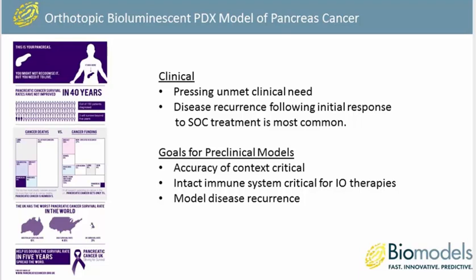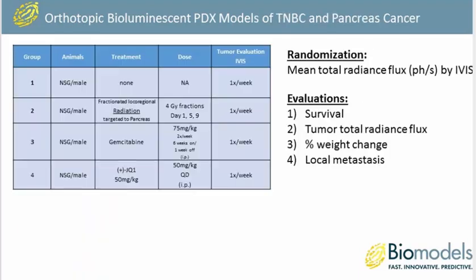So I'm going to talk quickly about an orthotopic bioluminescent PDX model for pancreatic cancer. Again, a very pressing unmet clinical need. Accuracy of context is going to be critical. We're going to need an intact immune system for IO therapies. We want to model disease recurrence. In this model, we use NSG mice, so no immune system here, but we're using the human PDX tumors.